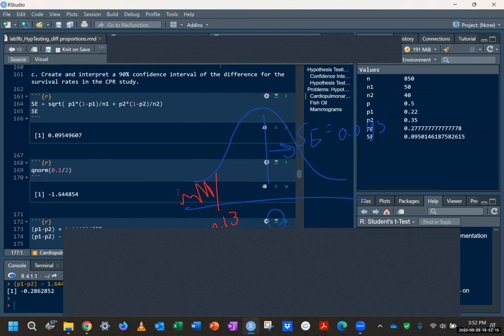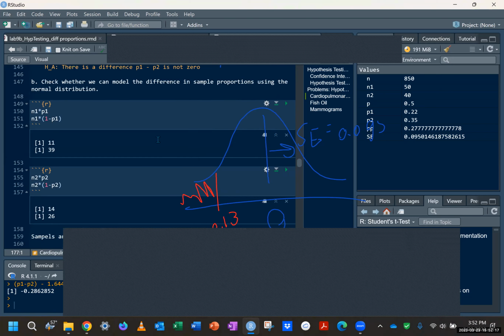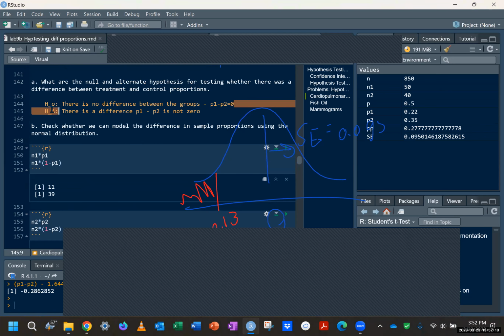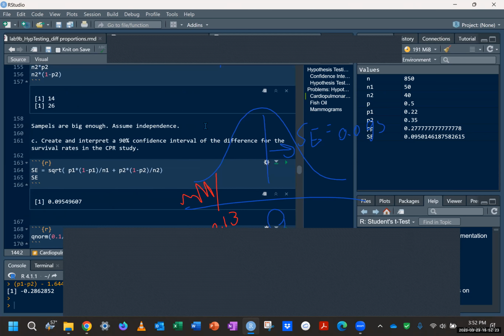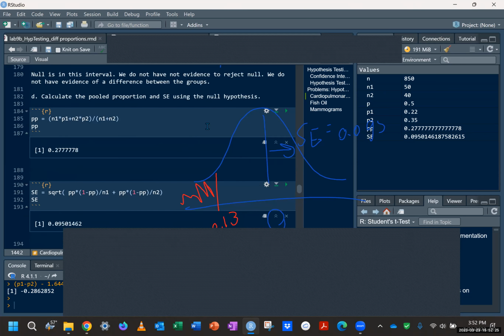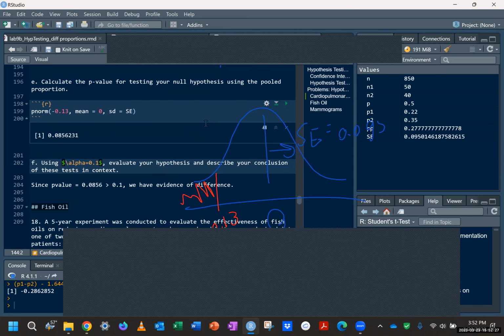We didn't fully use the power of the assumption of the null. The null says there's no difference. So when we use that pooled proportion, we're assuming this is true, and we're able to build a better case to say that there's a difference. And our p-value here, again, it's not super low, but it is low enough that with 10% confidence, we can say we have evidence of a difference.